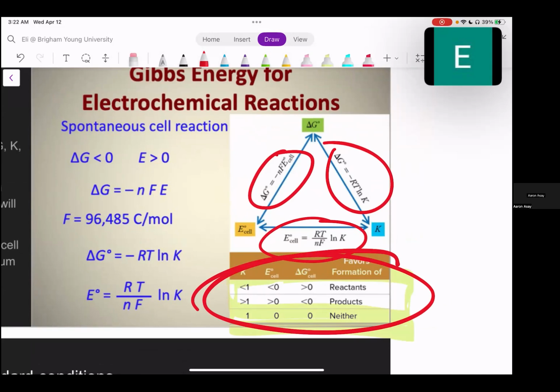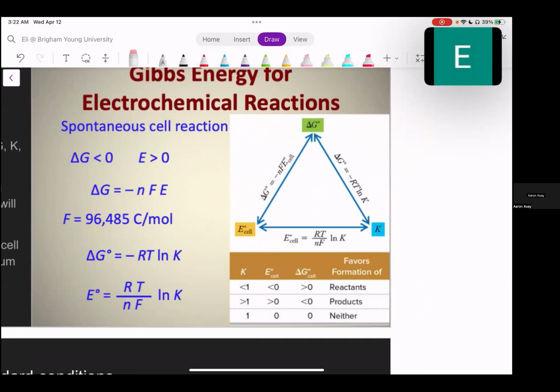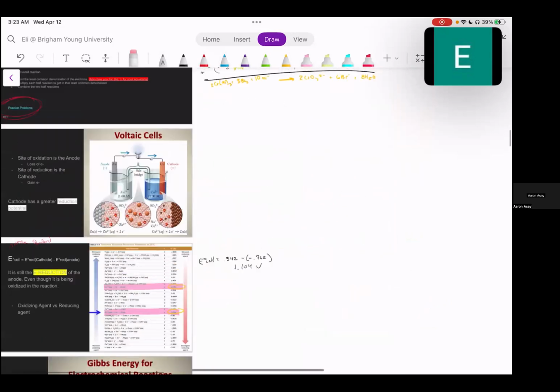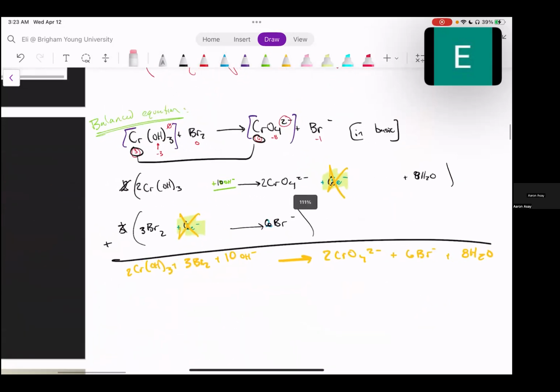I had a question from a student. They wanted me to cover, how do we determine n? How do we determine the number of electrons that are going to factor into these equations? And that comes from this.